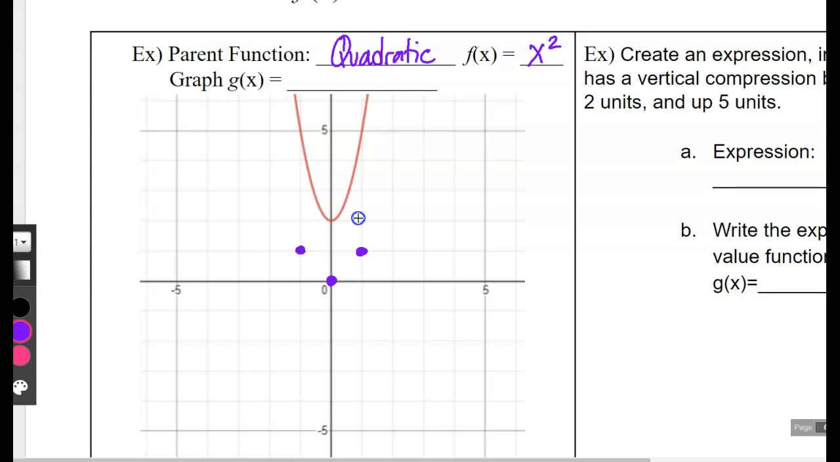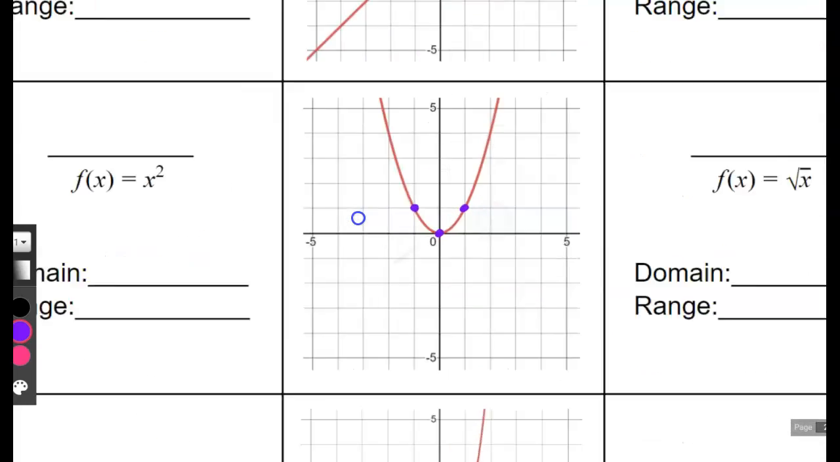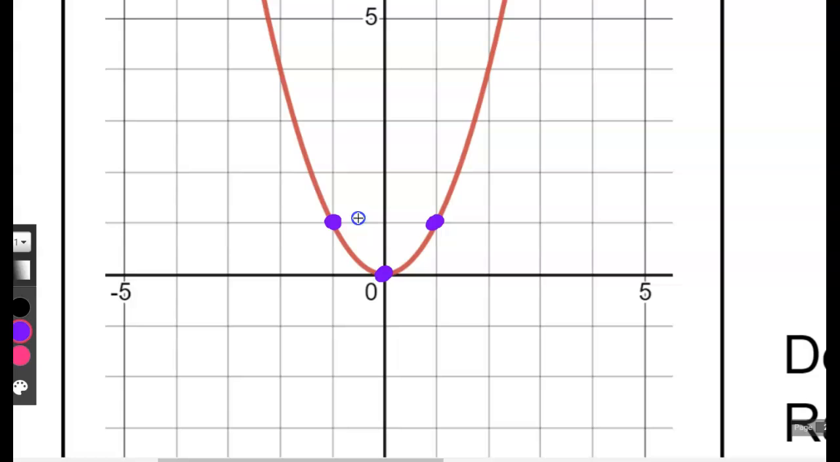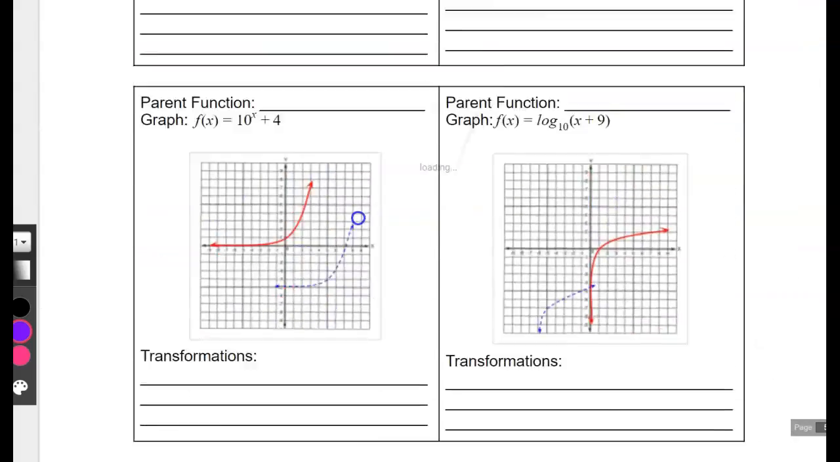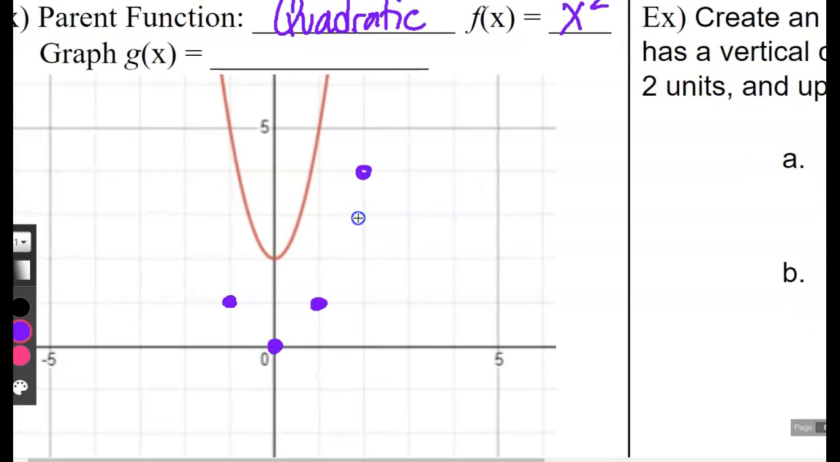And when I was doing this in my notes, I even went a step further and looked at my parent function. I always start on the origin for all of my points. I go over 2, up 4. However you get to it, I don't care, as long as you know those are also perfect points. So here, I have the points 2, 4, and negative 2, 4 as well. This is my parent function.